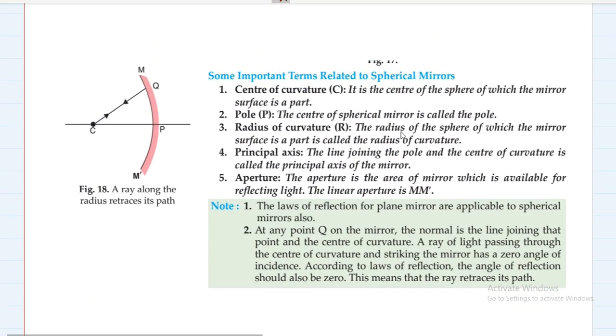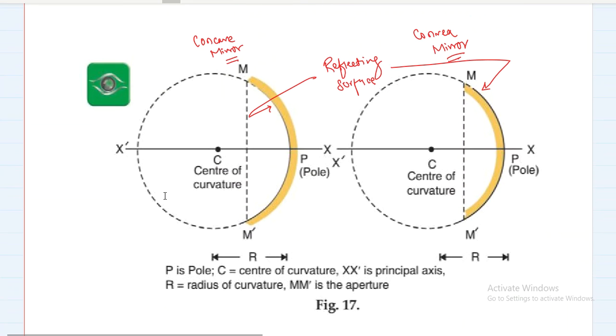Some important terms related to spherical mirrors. Center of curvature. Number 1. It is the center of the sphere of which the mirror surface is a part. How do we remember this definition? Center of curvature. This is the first definition which we are learning.